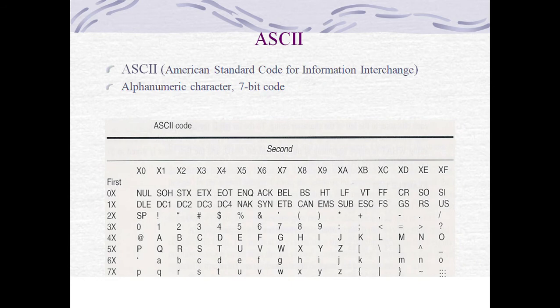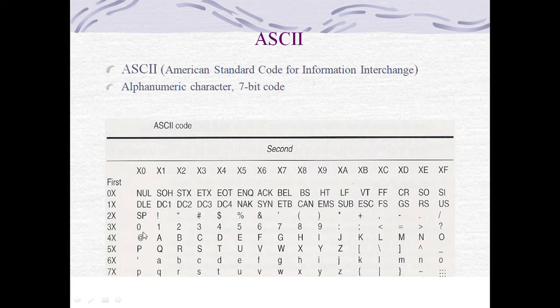Then we need ASCII code, which is very popular in different programming languages. American Standard Code for Information Interchange. It's a 7-bit code, an alphanumeric 7-bit code. Here in this table, which is not a complete table, we have different letters, English letters, symbols, special characters, uppercase letters, lowercase letters, organized in rows and columns.